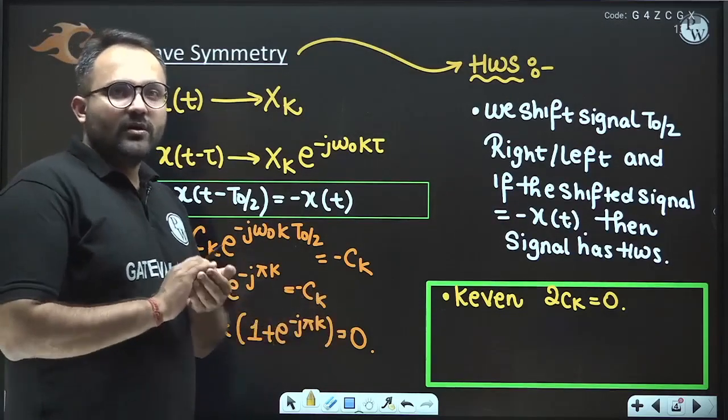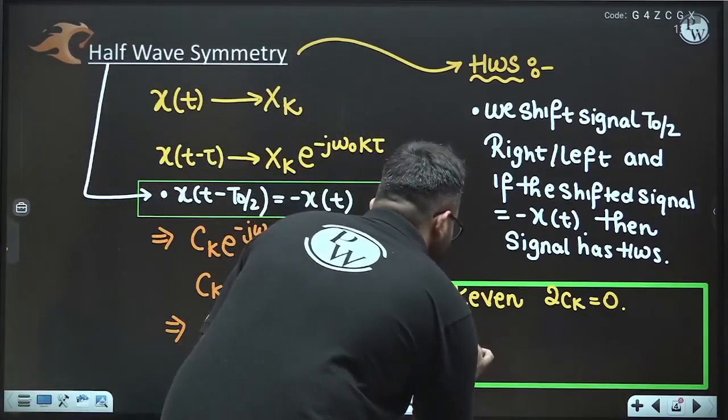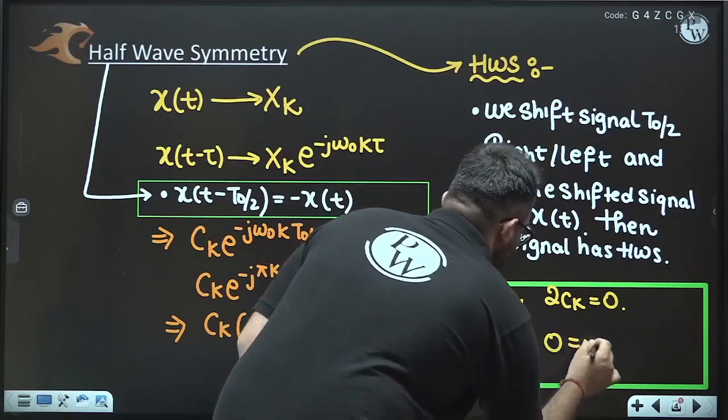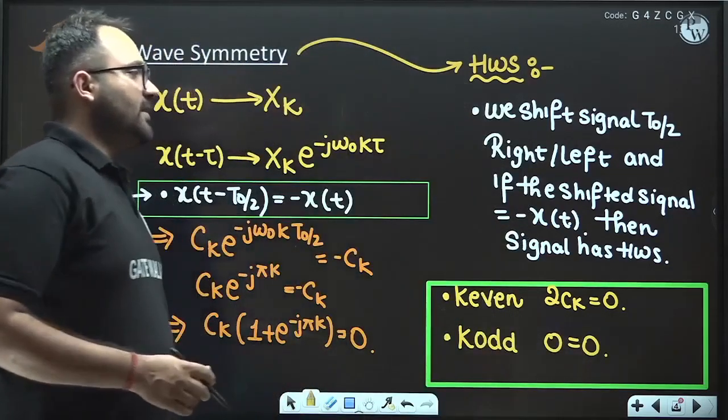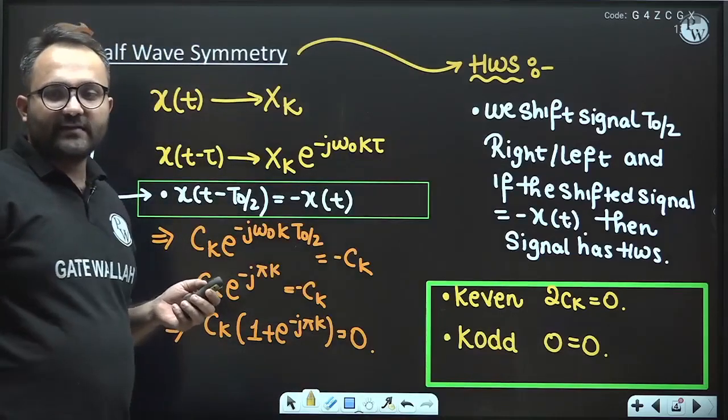That is no information from that thing. Okay. So if we put k equals to odd, then we get 0 equal to 0. Great. So from here, we got two things that I'm going to conclude on the next slide.